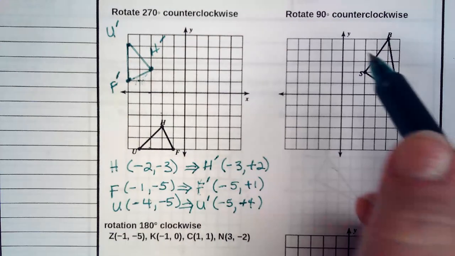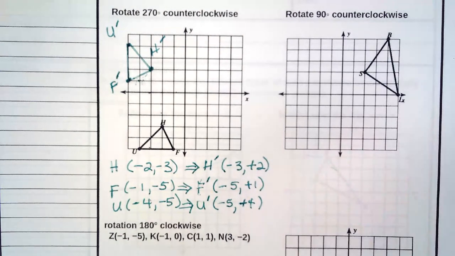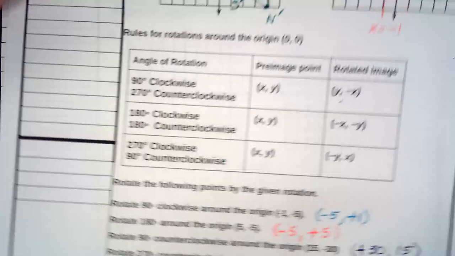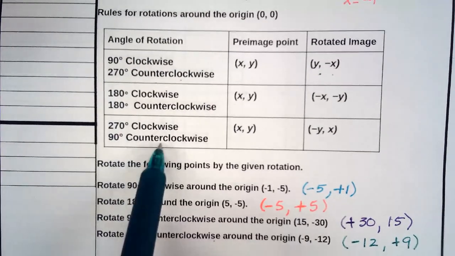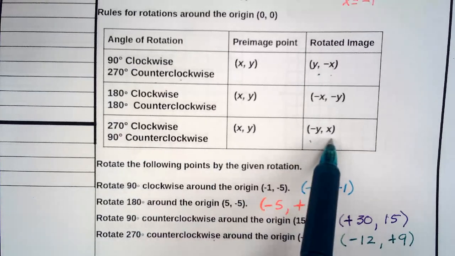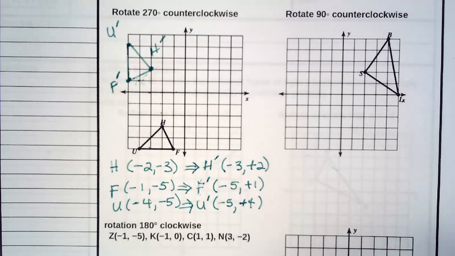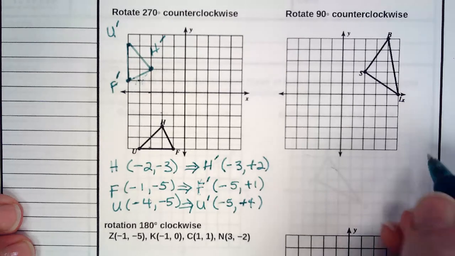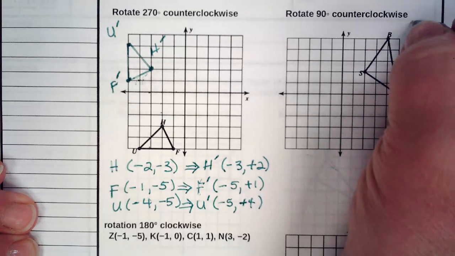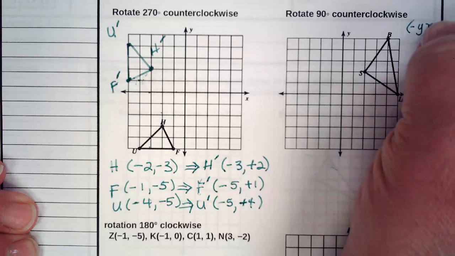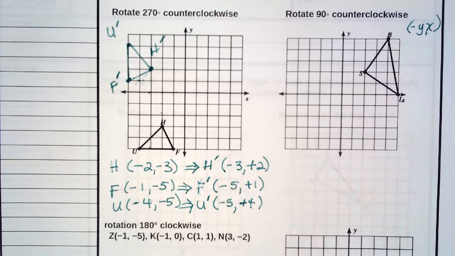Okay, pause the video and see if you can do that 90 degrees counterclockwise rotation. If you're looking at the table, counterclockwise is the opposite of Y, X. Okay, pause the video and see how far you can get on your own.